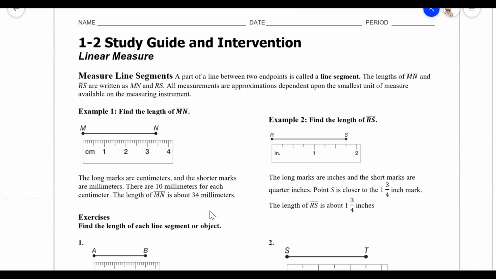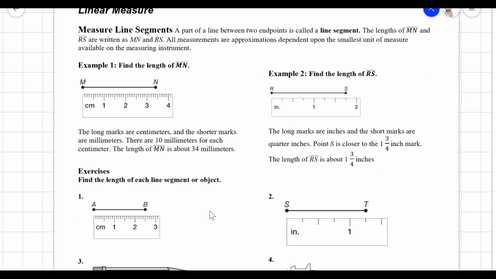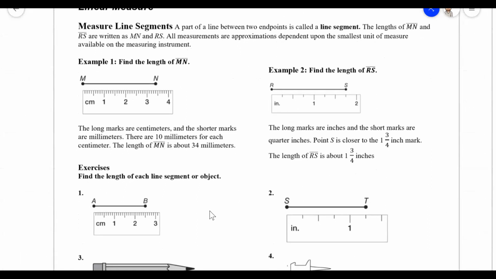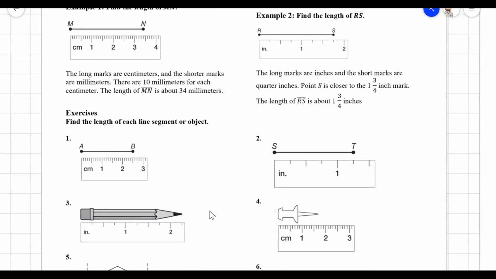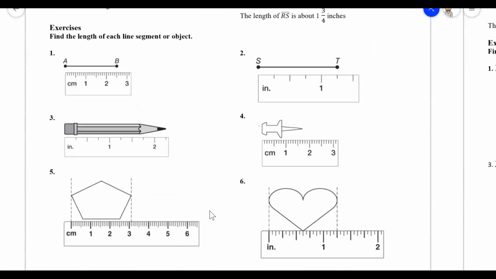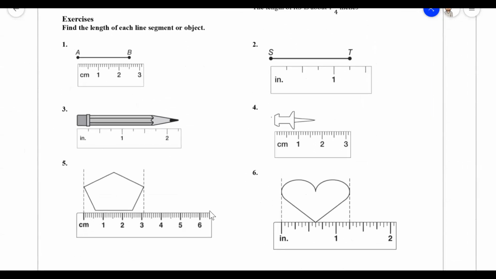Okay, I want to break up our 1-2 study guide on linear measurement into two segments, really. We'll look at measuring segments in a real, concrete, applicable way using rulers. And then the second part, we're going to look at what it looks like when we have algebra involved in this situation. So we're going to look at centimeters and inches.